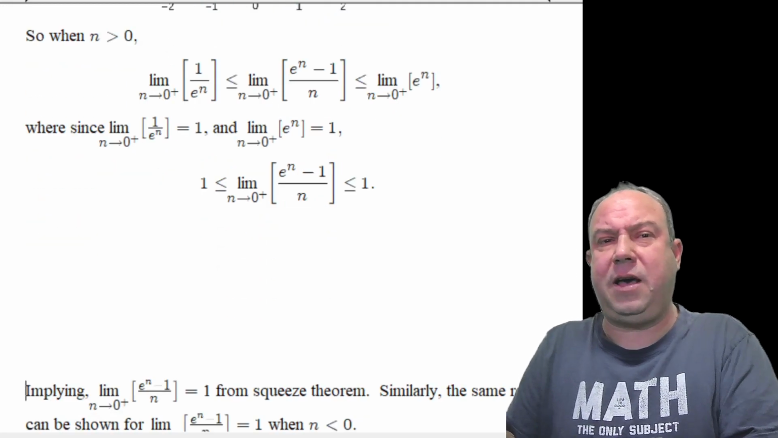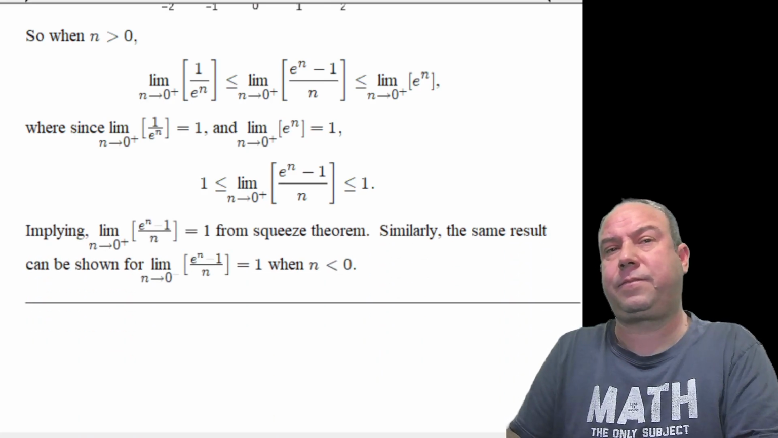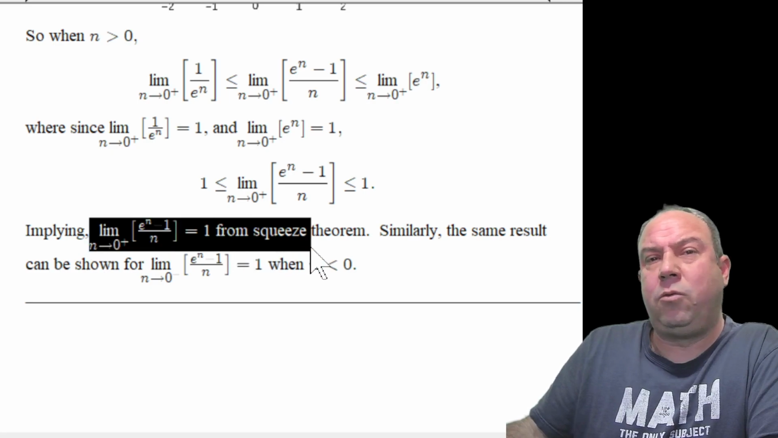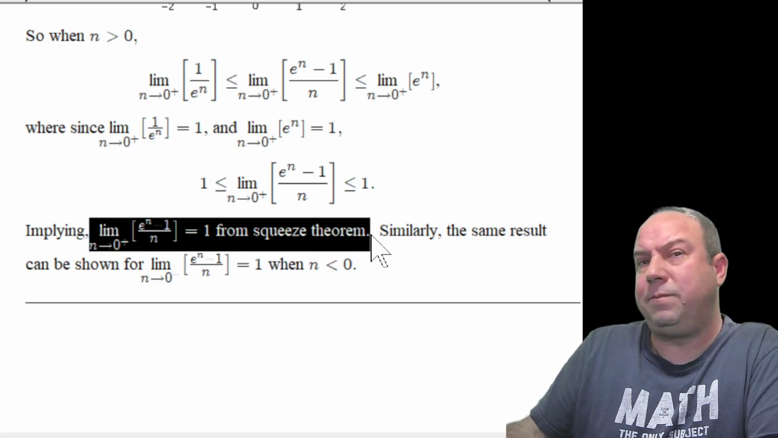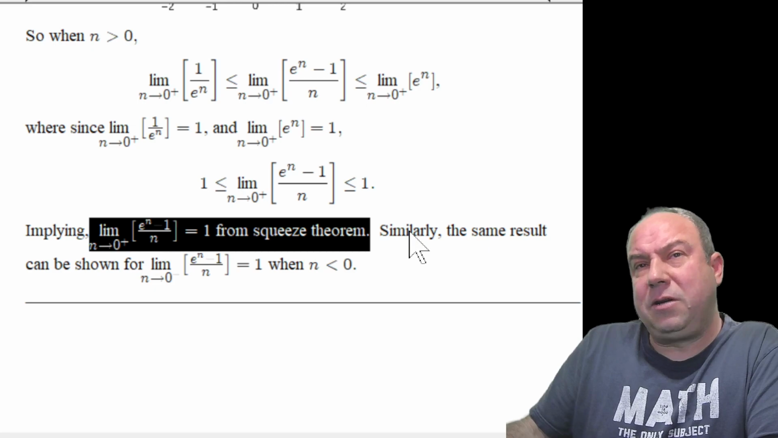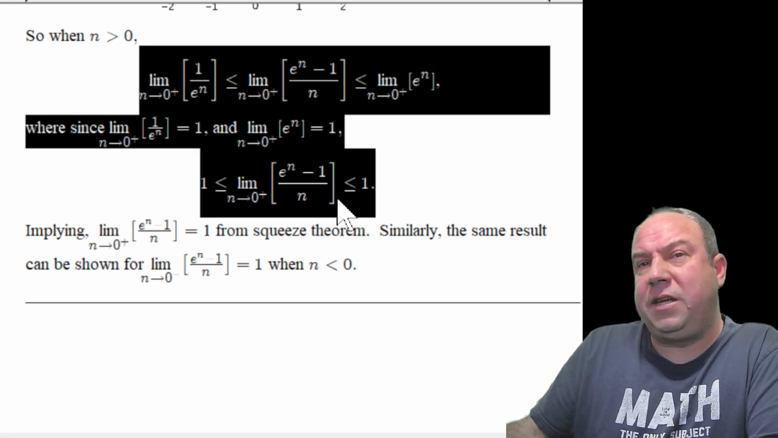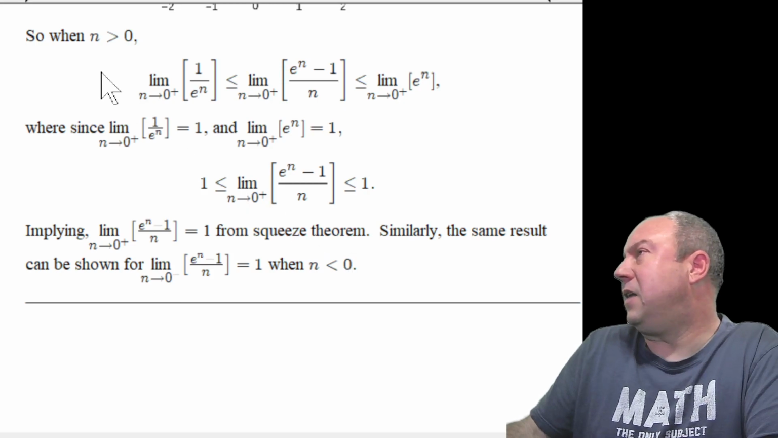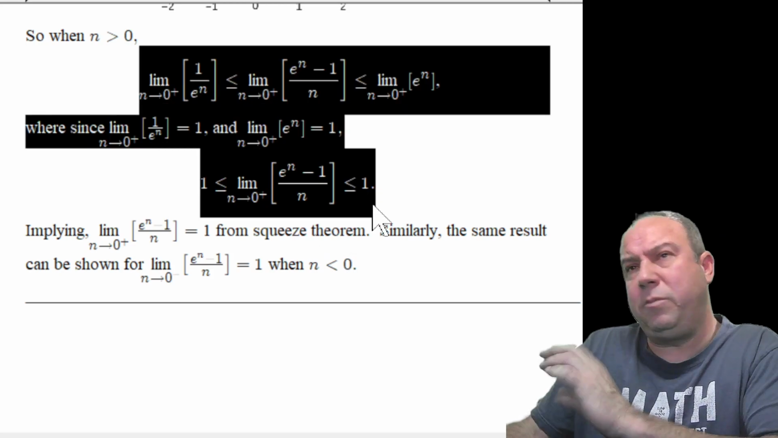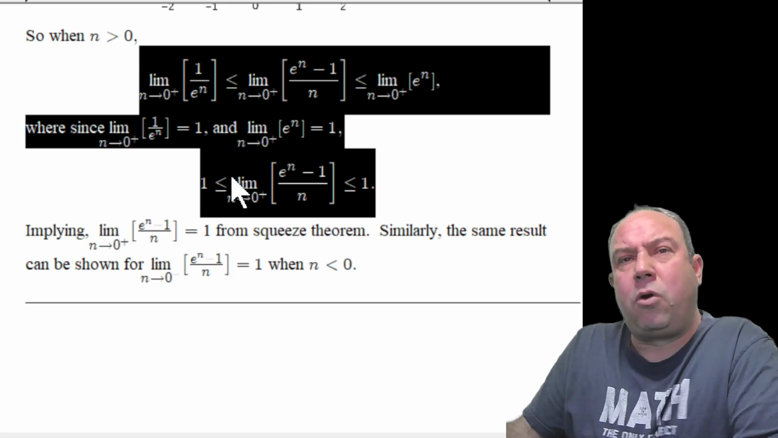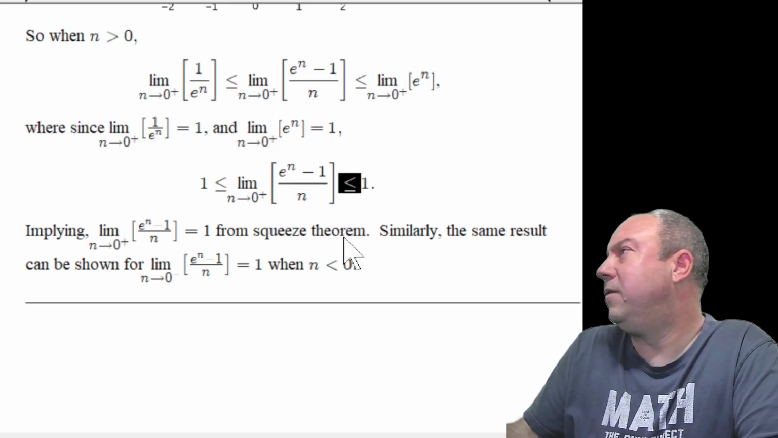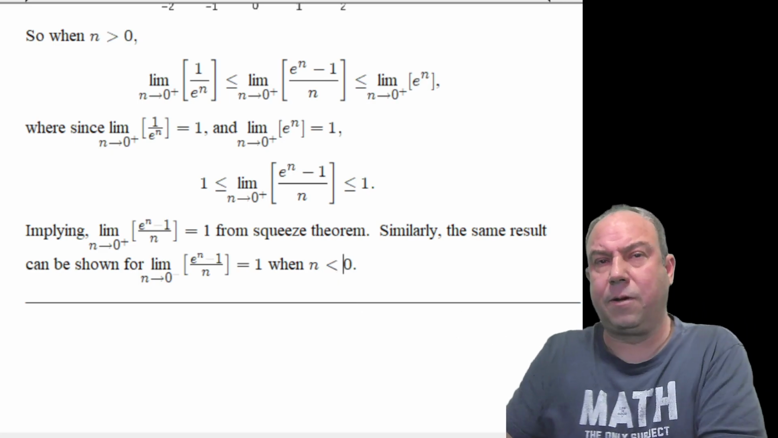Let's bring this up. Implying that this limit here must also equal the value of 1 from squeeze theorem. And similarly, we can show this same result for the inequality for the case when n is less than 0. I just show the case for greater than here, but it would be the same for less than 0, more or less just changing the sign of this inequality here. All right.